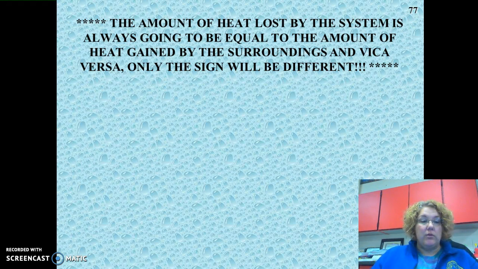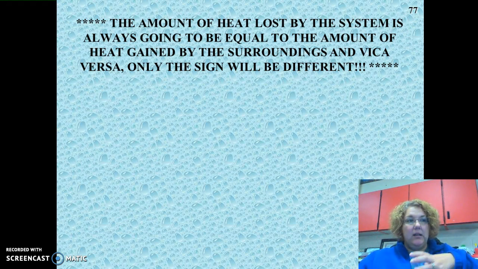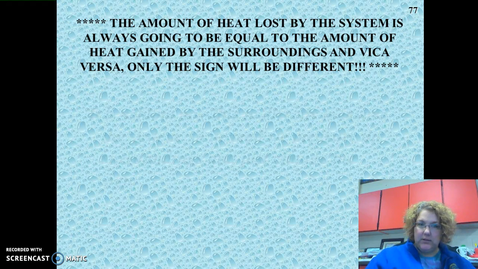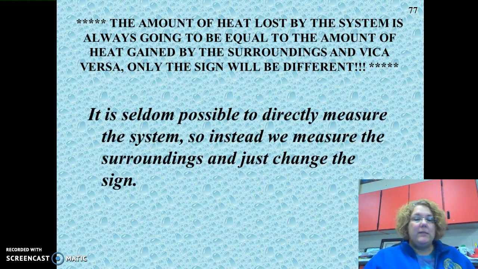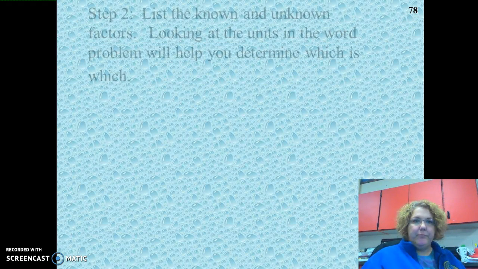So in order to figure out the specific heat of our metal, we're going to look at our surroundings, look at our water, and figure out how much heat our water gained, because that's exactly how much heat our metal must have lost. So you're frequently going to be figuring out the heat of your surroundings and then reversing the sign, and that's going to be your system. It's seldom possible to directly measure the system. So instead, we measure the surroundings, and just flip the sign.